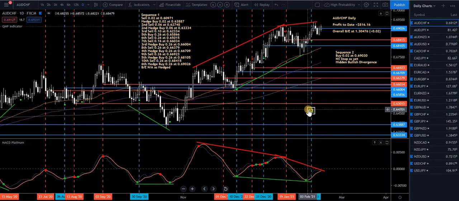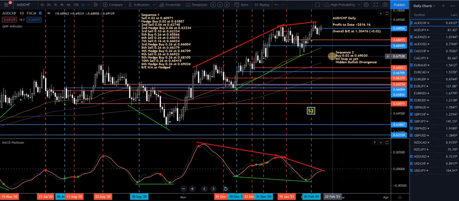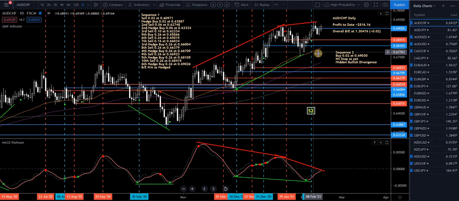Where the S2 is, that line, the blue line, that's the buy trade. So you can see, you can read my notes. Sequence 2 is a buy. It tells you where the buy is, no stop, and based on what.